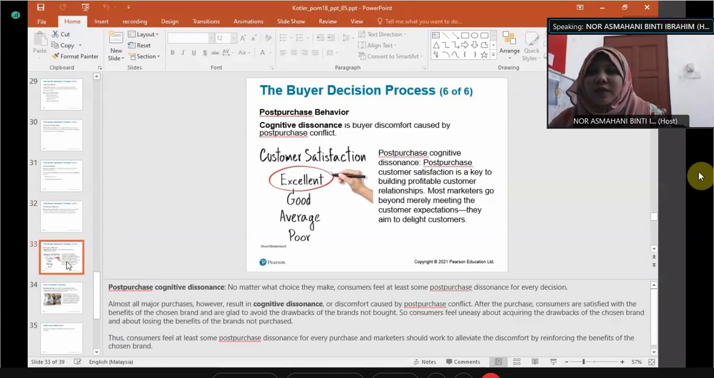Cognitive dissonance is the discomfort caused by post-purchase conflict. It's when the product does not meet your expectation. Post-purchase customer service is key to building profitable customer satisfaction, definitely. We want to reduce cognitive dissonance. We don't want buyers to feel discomfort because of post-purchase conflict.